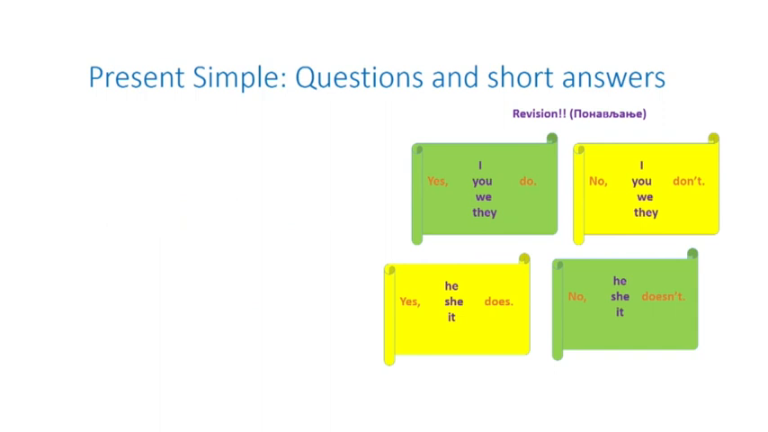And now questions and short answers. Kako ćemo kratko odgovoriti na pitanje da li nešto radimo uobičajeno? Of course, we can say just yes or no and everybody will understand what we mean. Znači svako će nas razumeti ukoliko kratko odgovorimo samo da ili ne. But let's do it correctly. Hajde da uradimo to na pravilan način. Za he, she, it ćemo koristiti does ili doesn't, zavisno od potvrdnog ili odričnog oblika. And for I, you, we, and they, we use do or don't in the short answer.